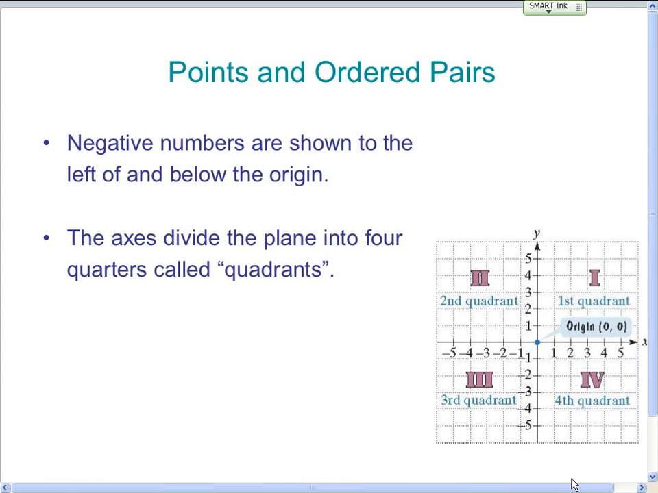These axes divide the plane into 4 quadrants, starting with this one, working our way counterclockwise. This is the first one, second one, third one, and the fourth quadrant. This is one of those rare circumstances where we do actually use Roman numerals.